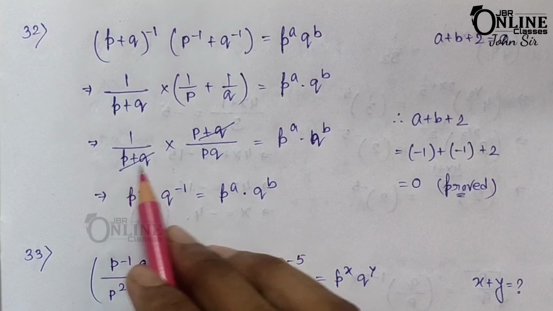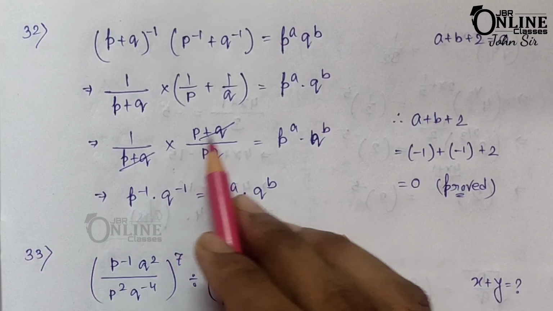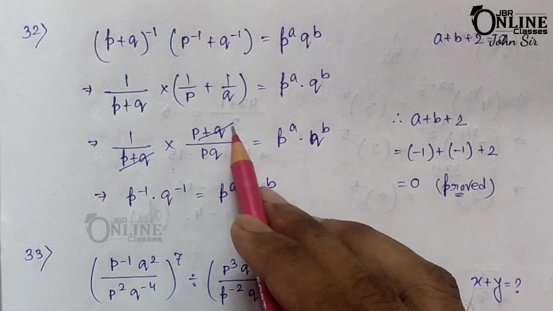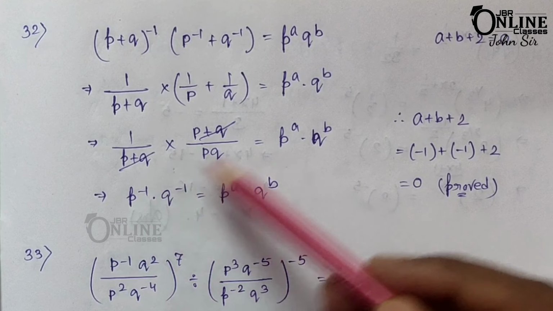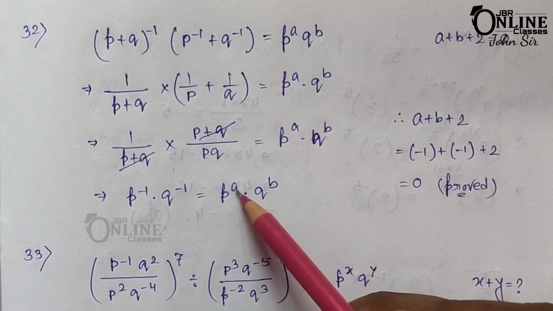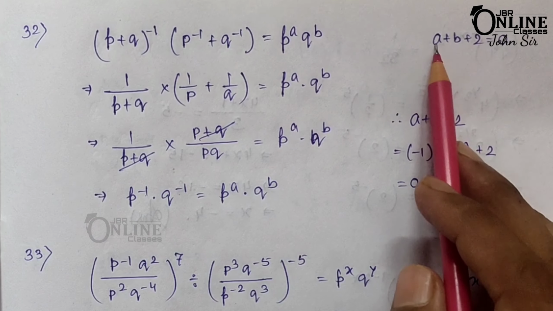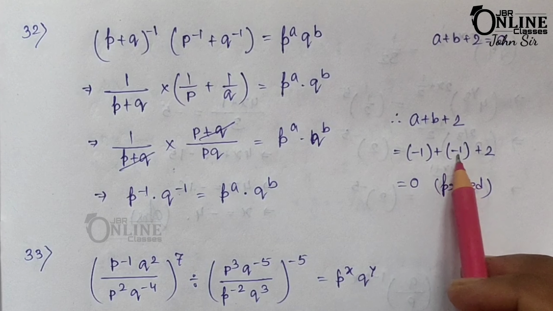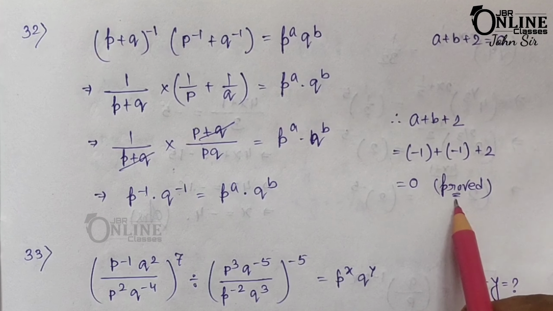Here as same. Then 1 by (p plus q), and by LCM it will be pq, and in numerator here p plus q. So p plus q cancel out. Now 1 by p means again p inverse, 1 by q means q inverse. So by comparing both sides, here a equal to minus 1, b equal to also minus 1. So just put down the value here, minus 1, that means minus 2, minus 2 plus 2, it becomes 0. So proved.